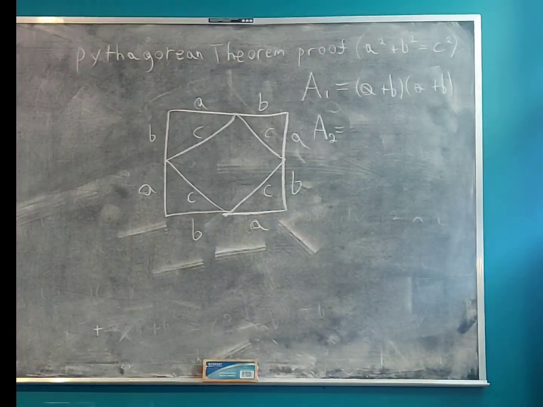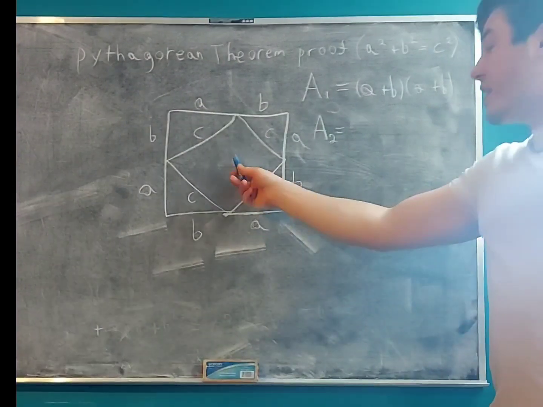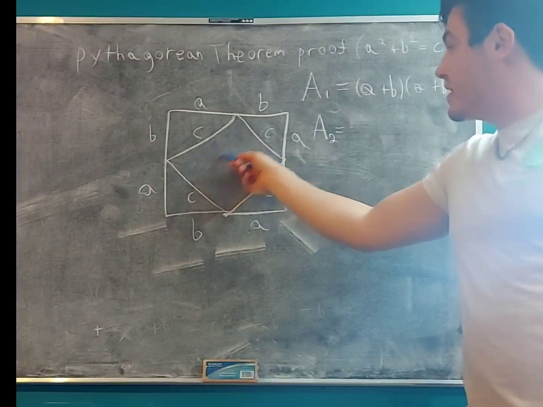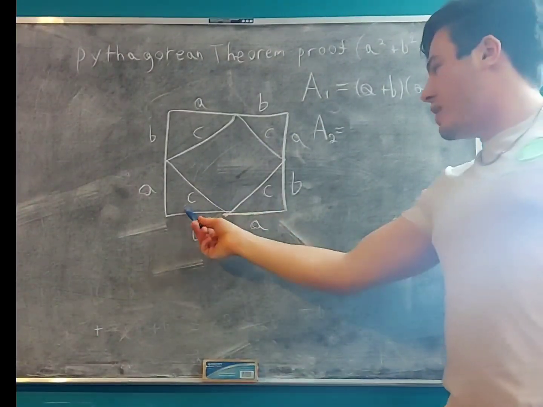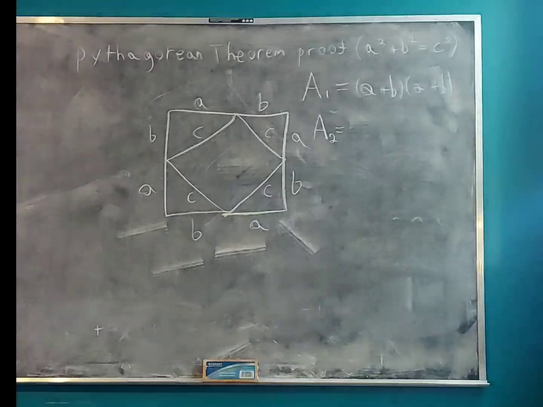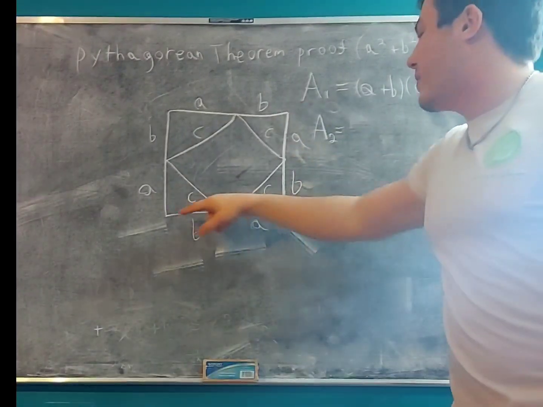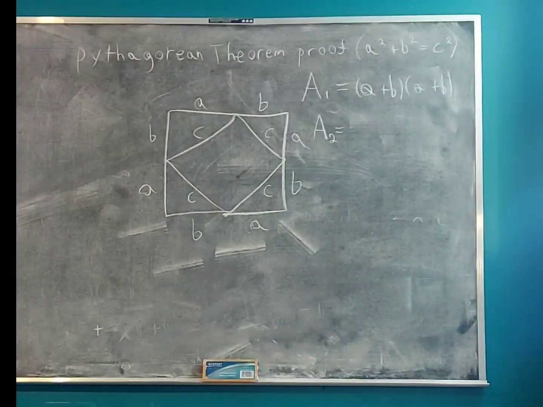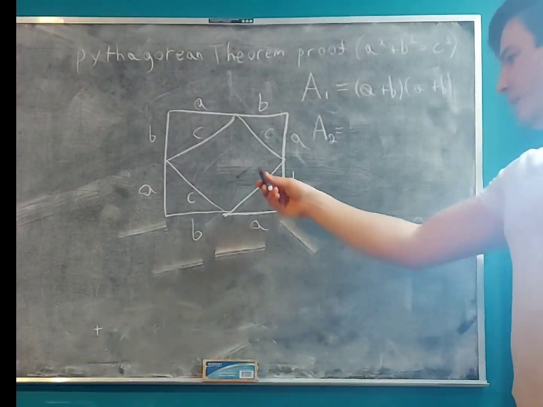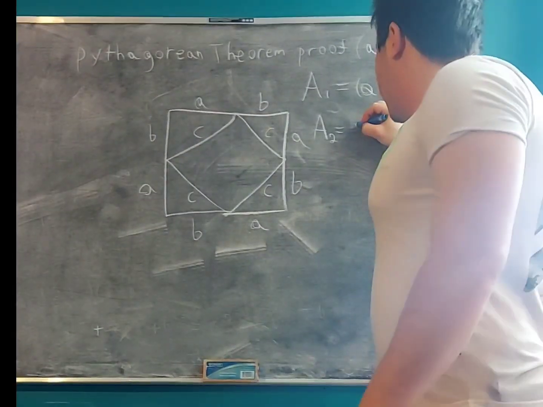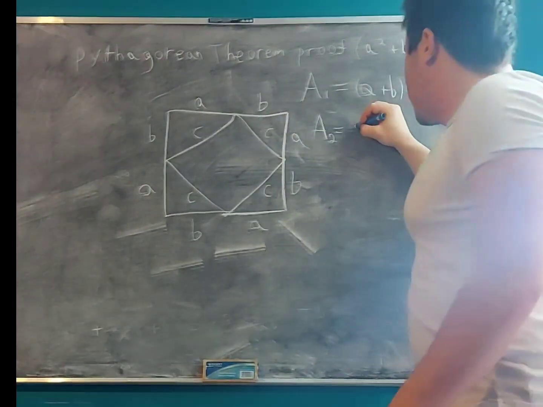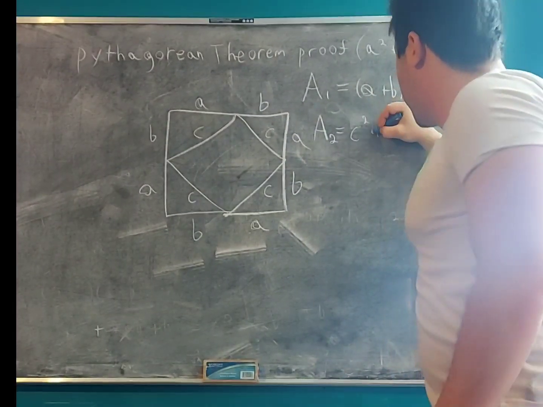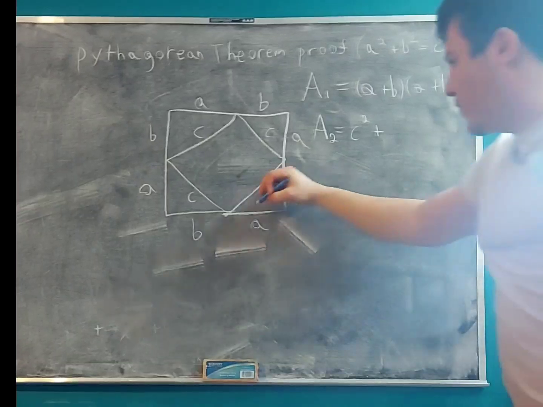So what we'll do is we'll first find the area of the inner square. Okay, so just this area here. And then we'll find the area of the four triangles and add it all together. It's going to be the same thing as finding the area of the whole square. So let's do it. What's the area of the inner square? That's just the two sides of the square multiplied by each other, so that's just c squared. Okay, plus the area of the four triangles.